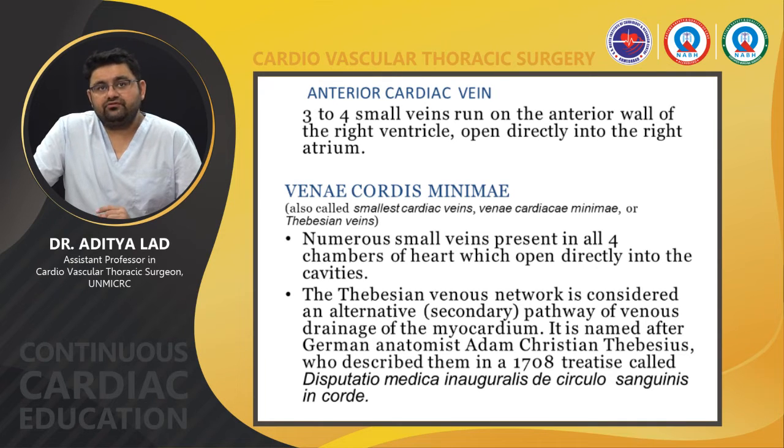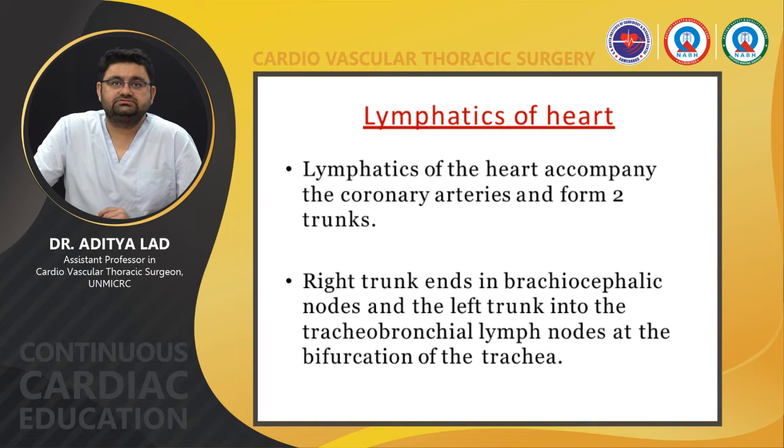Now we also have venae cordis minimae. They are also called the smallest cardiac veins or the Thebesian veins. There are numerous small veins present in all four chambers of the heart, which open directly into the cavities. The Thebesian venous network is considered an alternative, secondary pathway of the venous drainage of the myocardium. It is named after the German anatomist Adam Christian Thebesius, who described them in 1708.